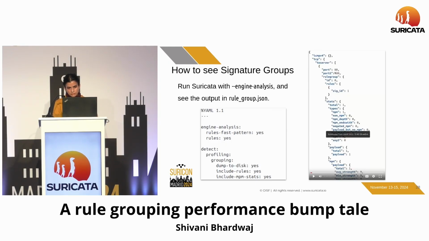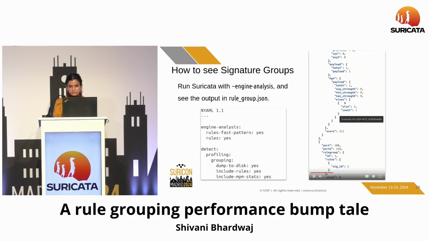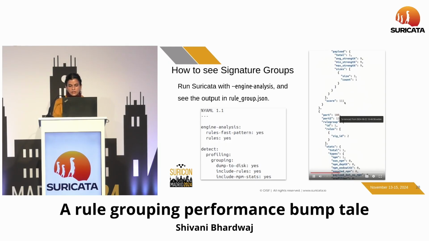You can see there's something called rule group over here. I don't know if you can see my cursor. Okay, yeah. There's something called rule group over here, which has an ID, which tells which rules are a part of it, which ports are a part of it, which protocol it is, which direction it is, and a bunch of other things that Suricata does as a part of the grouping. It analyzes MPM stuff and other things, which it also lists in here.